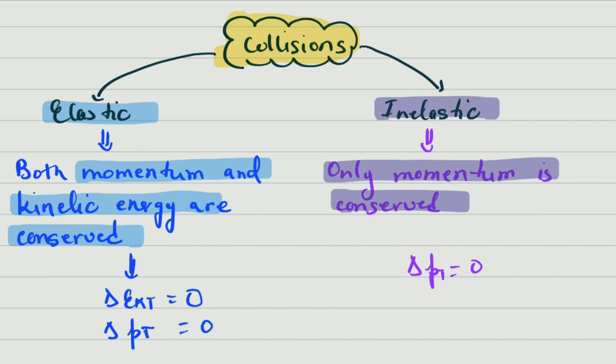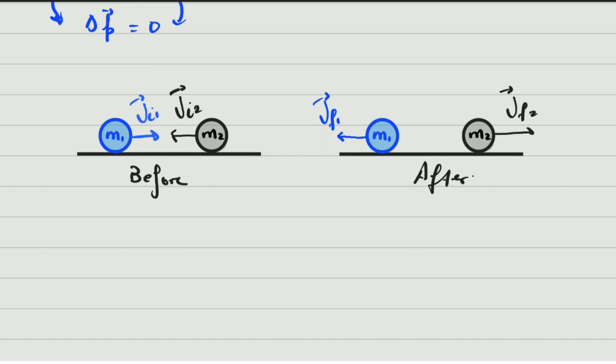Now let's explain this one with an example. For example, let's say we have two balls moving towards each other, and they collide. These are going to be two billiard balls, two pool balls, the ones they use to play pool. So those balls are moving towards each other, as you can see there. Before, they collide with each other, and they move away from each other.